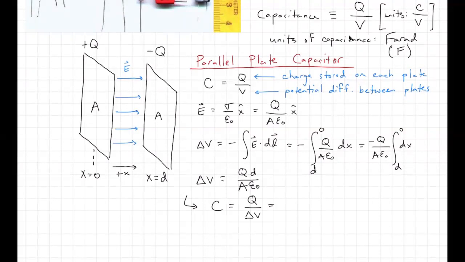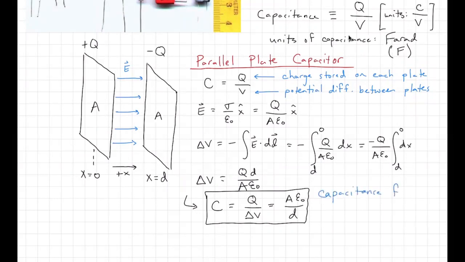So if I do that, I have to take this equation, divide both sides by delta V, and then divide both sides by d over A epsilon naught. So if I do that, I get A epsilon naught over d. And that's the capacitance of a parallel plate capacitor, with these assumptions, like we're taking the plates to be infinite. This is capacitance for a parallel plate capacitor.